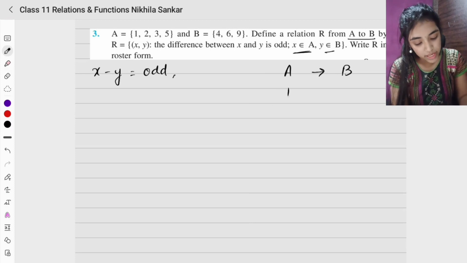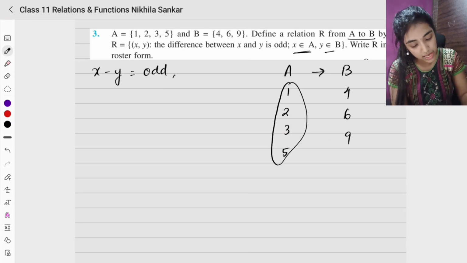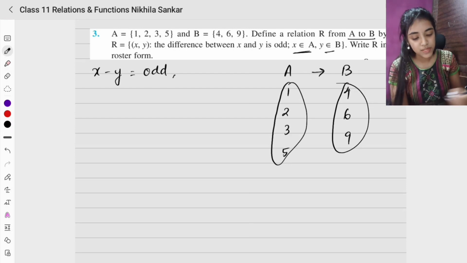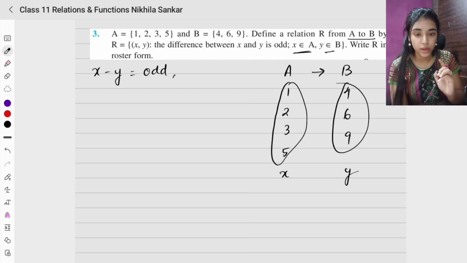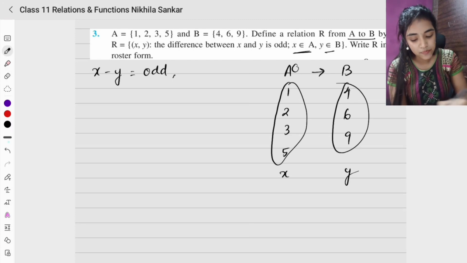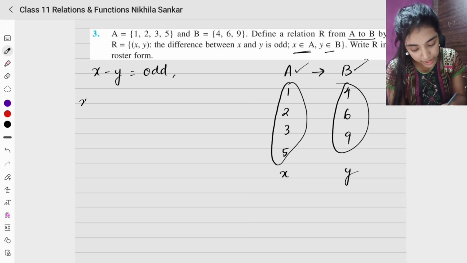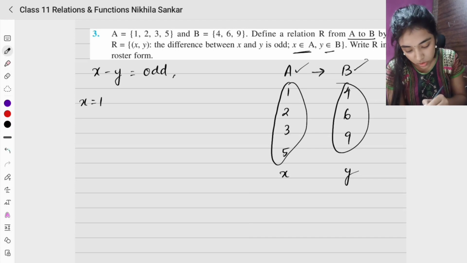Okay, so now A has the elements 1, 2, 3, 5 and B has 4, 6, 9. So this is how you draw the arrow diagram. They're not asking for the arrow diagram, but let us just draw it for simplicity. Now these are going to be my x values and these are going to be my y values. X belongs to A and y belongs to B. Okay, clear?